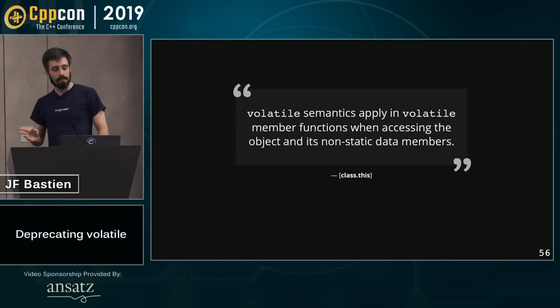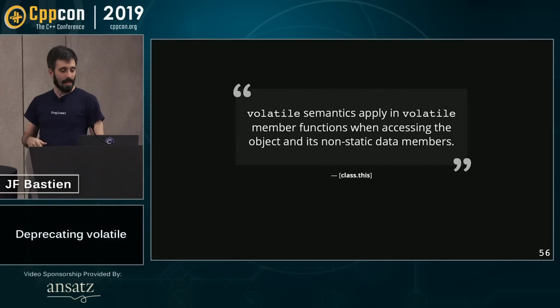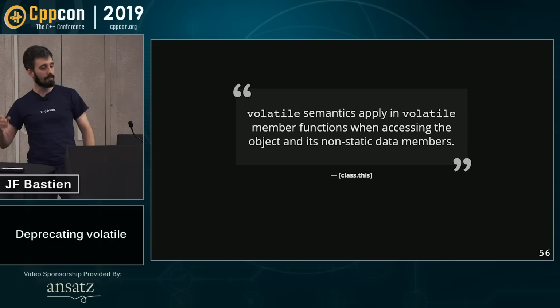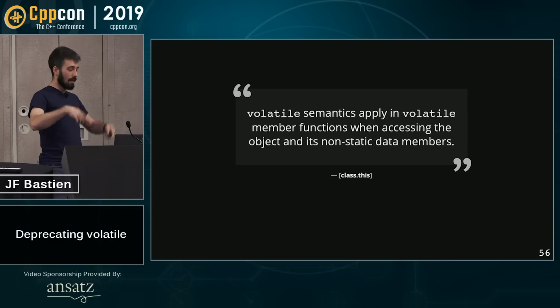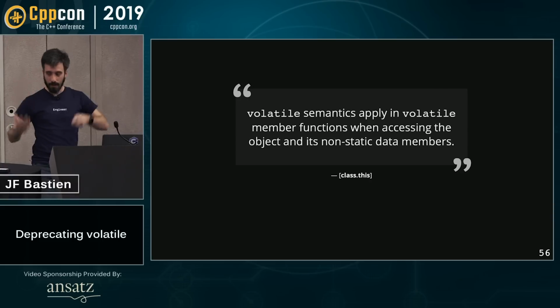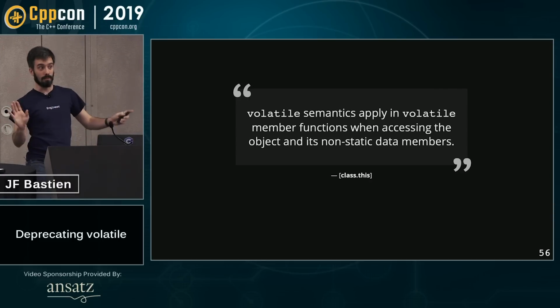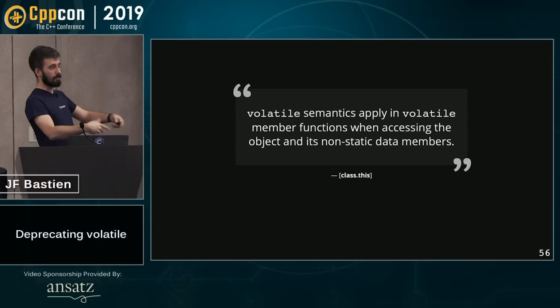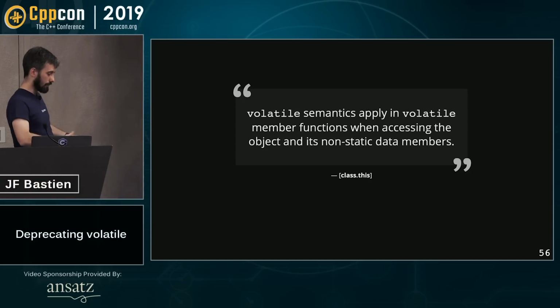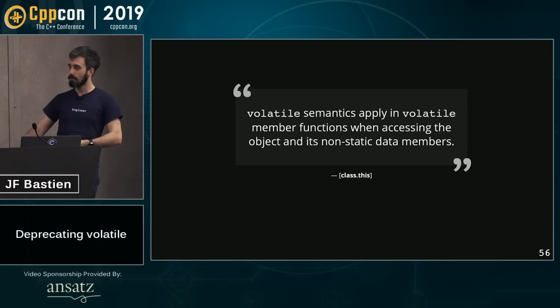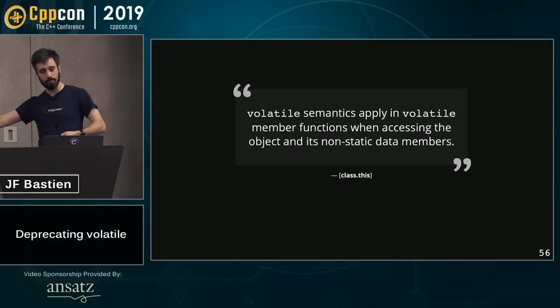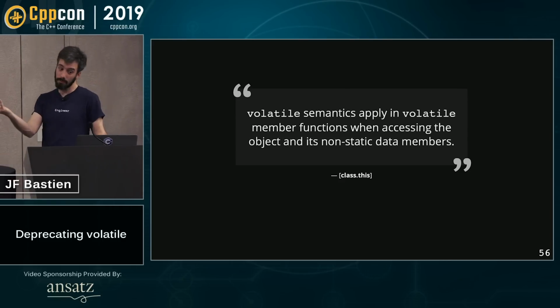Cool. So volatile semantics apply in volatile member functions when accessing the object and its non-static data members, right? What that means is if you have a class and it's qualified volatile, and say you have a bunch of ints inside that class, those are all volatile now, right? So you just write your code and unbeknownst to you, the accesses are now volatile. You didn't put volatile in your code all that much, but it's kind of convenient that now it's all volatile anyways.